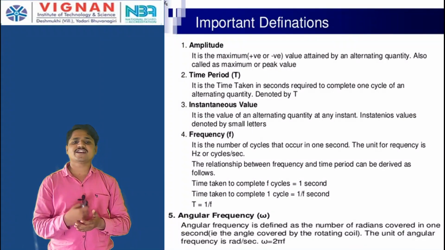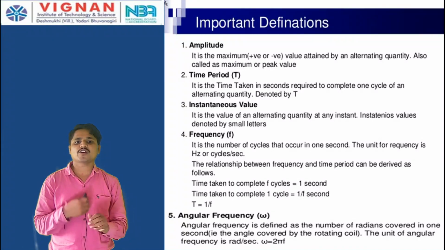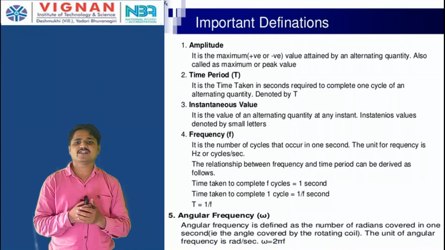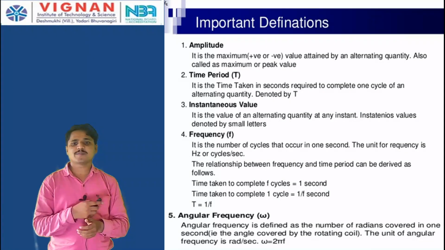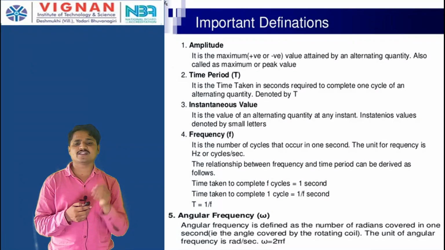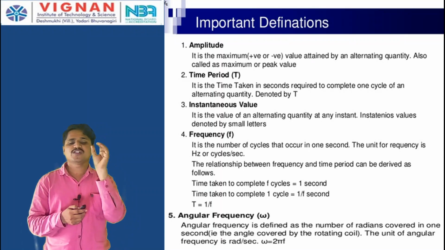So, what is the instantaneous value? It means the value of an alternating quantity at any instant. Instantaneous value is denoted by small letters. That means this instantaneous value changes with time.